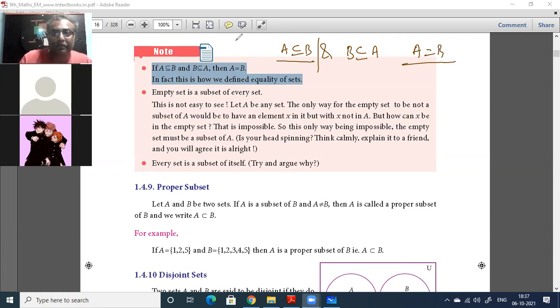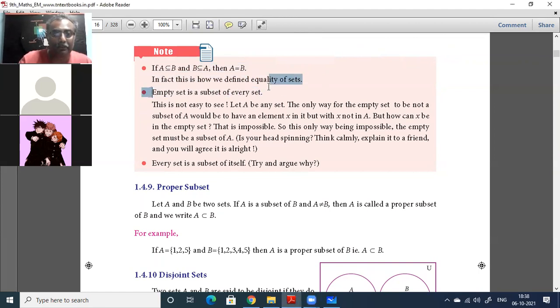Then another thing you should remember, the empty set is a subset of every set. So many people, when they urgently write the subsets, leave out the empty set. Be very careful. When you are asked to write the subsets, the first thing you should write is the empty set. First you put the null set and then you go and write all the other elements that are there.